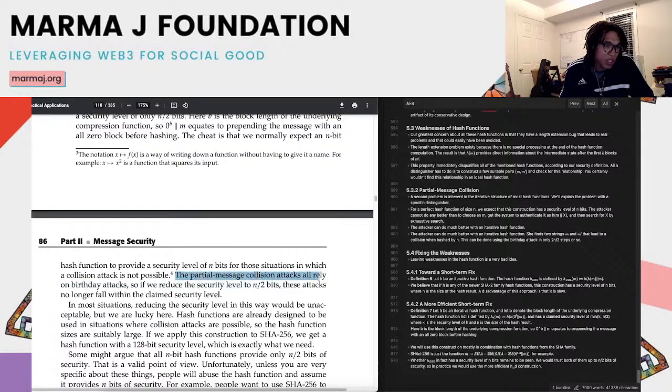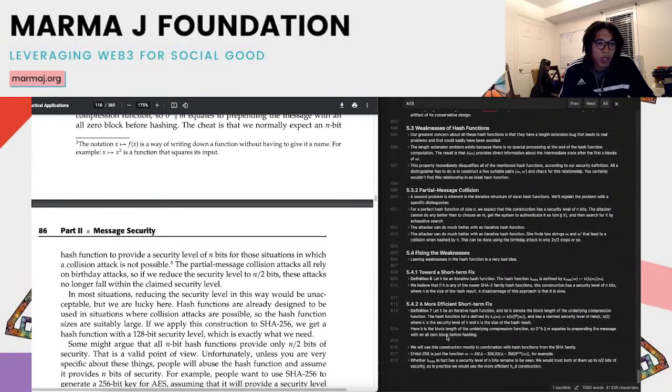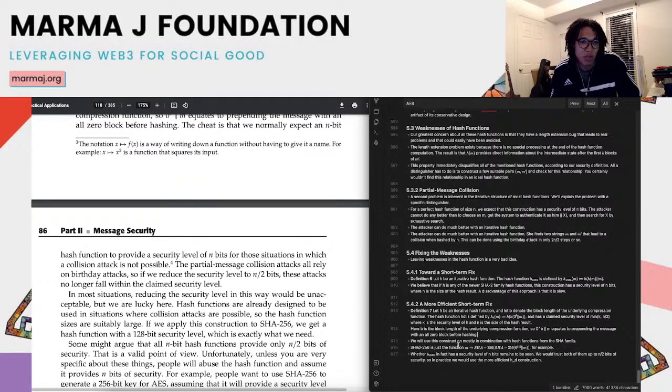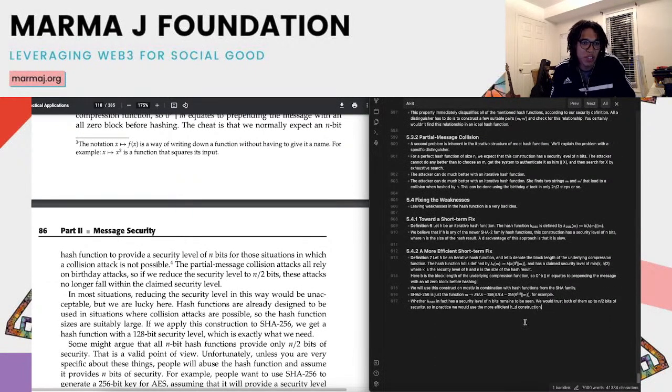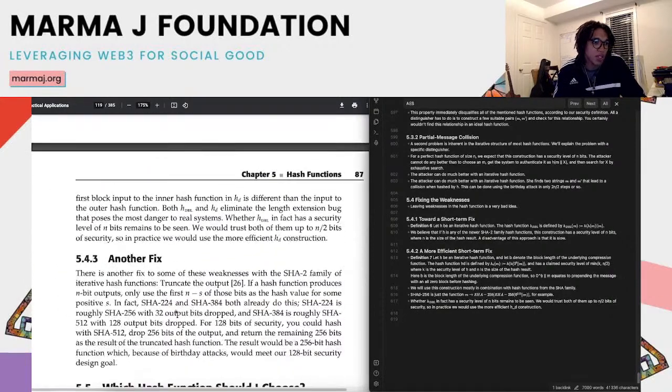The partial message collision attacks all rely on birthday attacks. So if we reduce the security to n/2, these attacks no longer fall within the claimed security level. Okay. This seems relatively straightforward so far. There's a couple of ways to have short-term fixes. Here's one way, here's a more efficient way, and then we believe in it because we are assuming that everything's only half as safe.